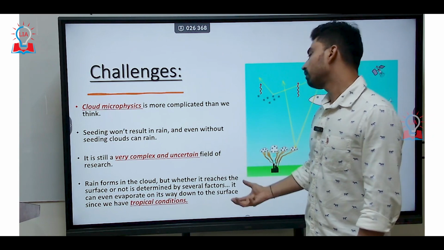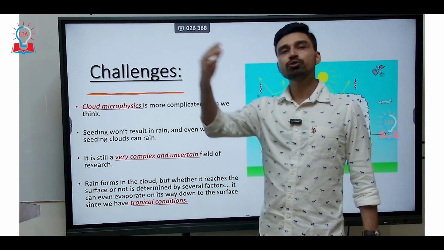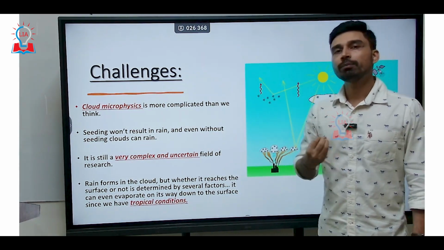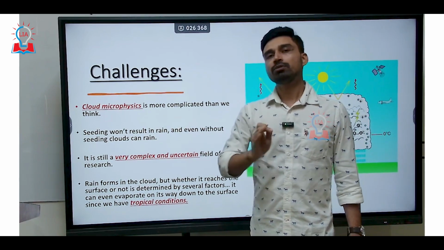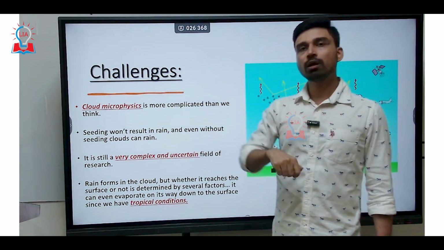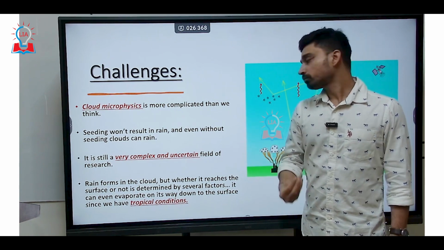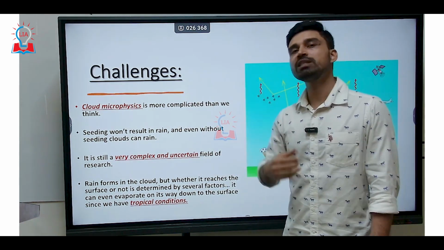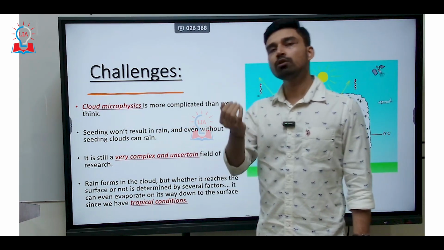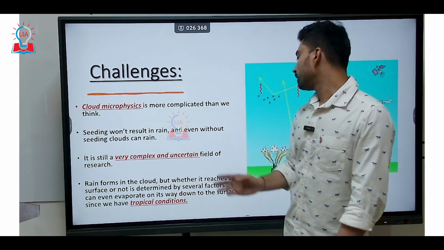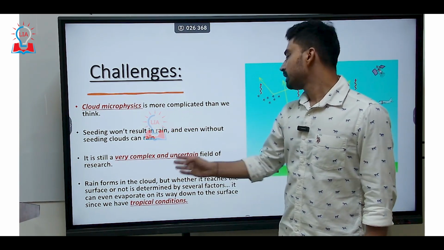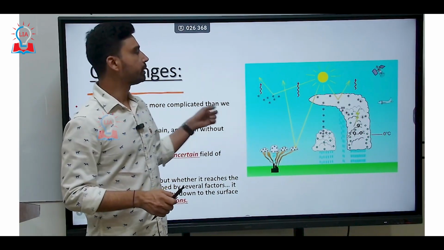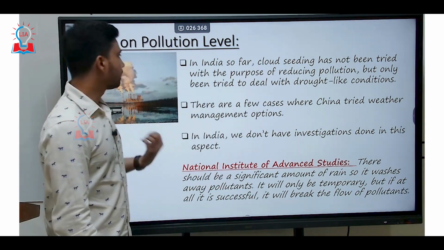So this is determined by several factors. For example, suppose you have spread silver iodide particles in the atmosphere, you have been able to let the water vapor condense around these nuclei, and then the water vapor starts to condense into water droplets, which start to come back to the ground surface. But if, for example, the atmospheric temperature is very high, then before this microscopic water droplet can reach the surface, it can re-evaporate. So it can evaporate on its way down to the surface, since we have tropical conditions, especially in India, where surface temperature and atmospheric temperature are always relatively higher. So this is not as simple as we can think.